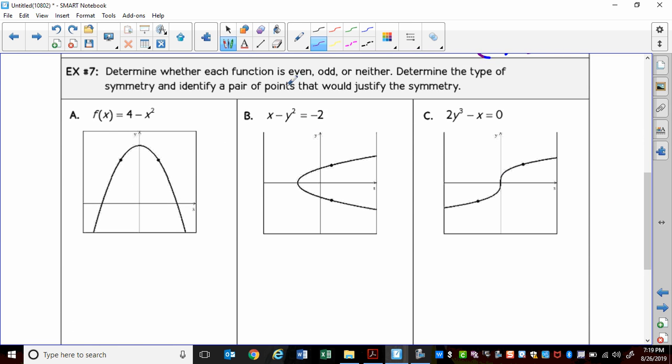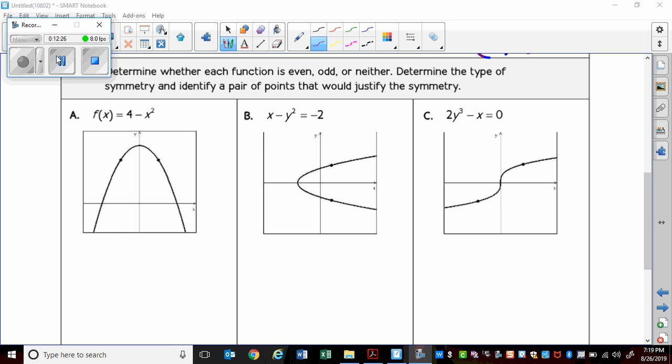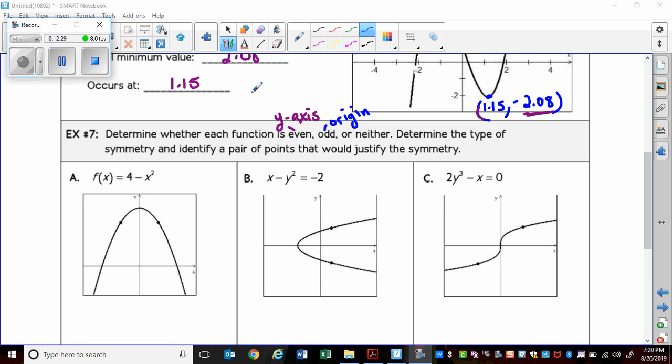So remember, if it's even, odd, or neither. All I'm going to remind you is that if your graph is even, then it's symmetric about the y-axis. And if it is odd, it's symmetric about the origin. If it's not symmetric about either of those, then you can put neither. All right, I want you guys to try these and let me know if you have any questions.